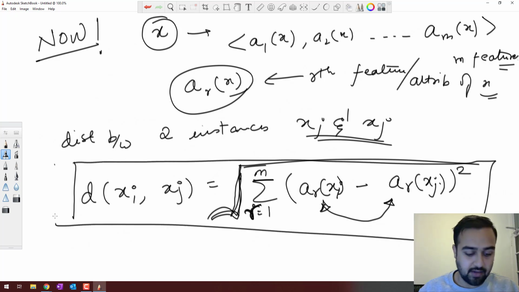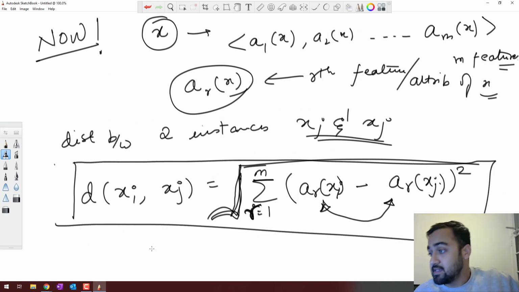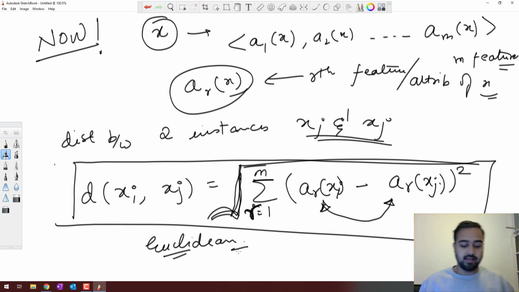So this is how you calculate the distance. This is Euclidean distance we are talking about. You can also use a Manhattan distance or the city block distance. Now that brings us to normalization.